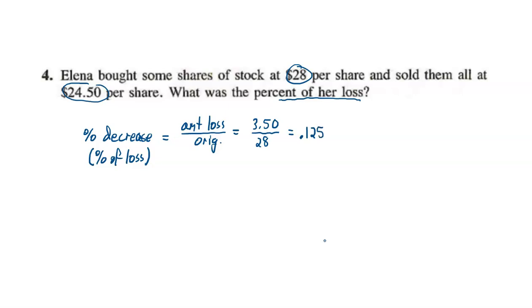Now that's a decimal. How do you change a decimal number into its percent number? What do you multiply by to change a decimal to a percent? You multiply by 100, or another way to multiply by 100 is to move the dot 2 places to the right. This is 12.5%.